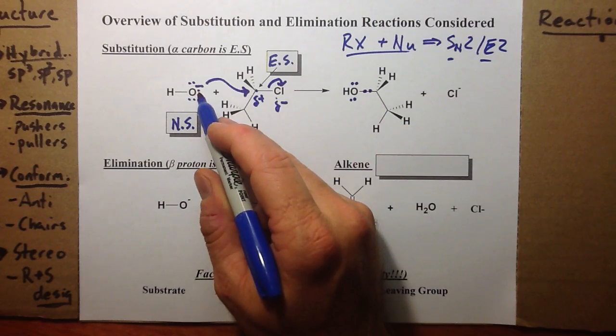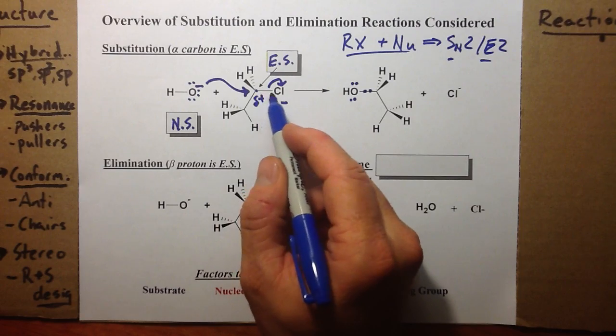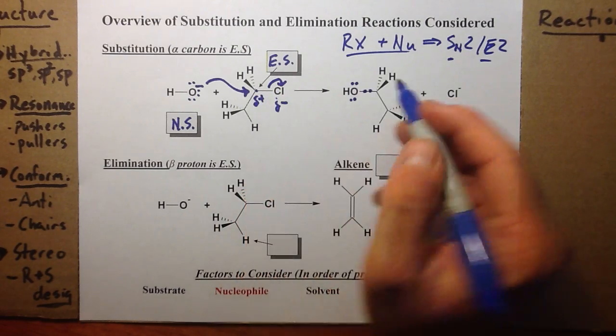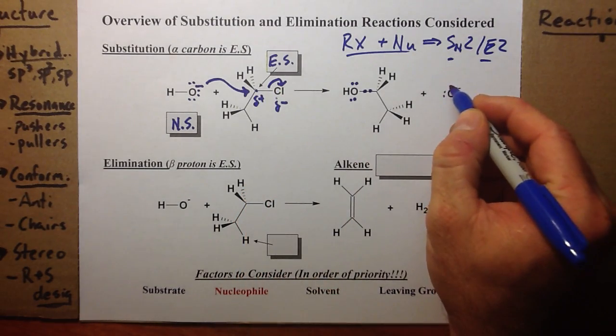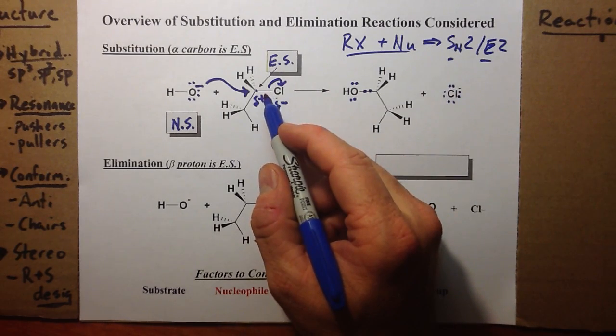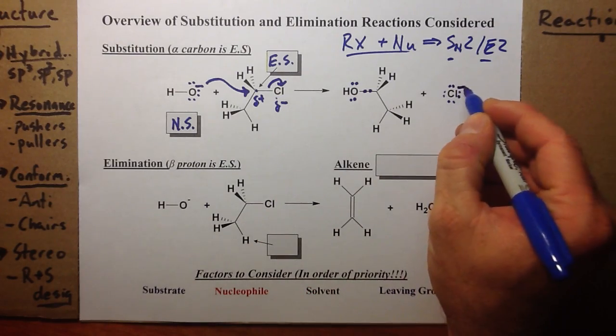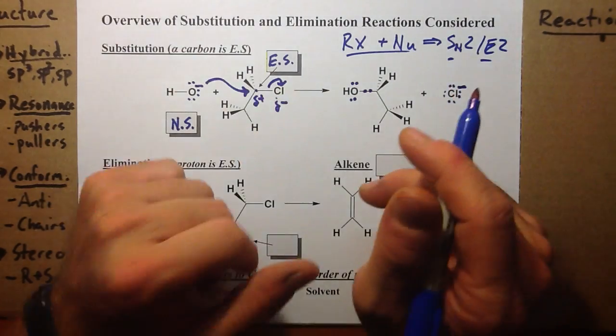Those 2 electrons are used to make that bond, whereas these 2 electrons that were in a bond go to the chlorine, hence it has to have a negative charge because it went from sharing to owning those electrons. So we give it a negative charge. That's the basics for SN2.